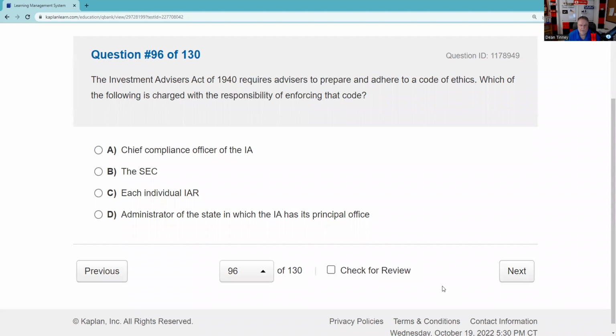Which of the following is charged with the responsibility of enforcing the code? So, the code of ethics. We said unethical behavior is very testable and on the test. So now they're asking you who is going to enforce this. Well, remember, you're not going to hear from the SEC until after the fact, right? So I think your chief compliance officer is going to be supervising the IARs. The administrator, no, the SEC, B and D don't come into play until after somebody's in trouble. So it's going to be your chief compliance officer.